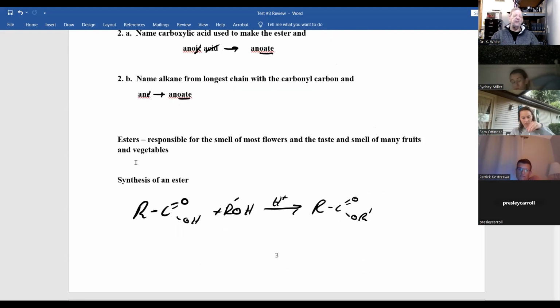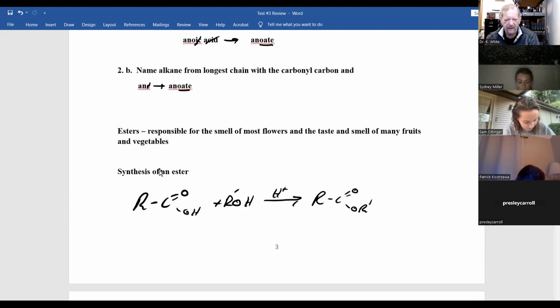Now, you should remember esters are responsible for the smell of flowers and the taste and smell of many fruits and vegetables. When I go into the supermarket, when I walk by the bananas, I think, oh, I know that ester. Or if I go for a walk and I smell the flowers, I'm thinking, wow, those esters smell nice.